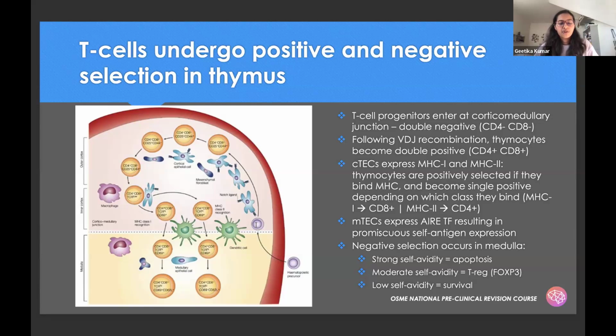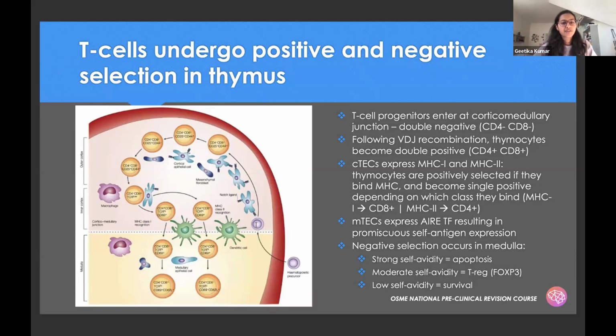And so thymocytes are basically undergoing VDJ recombination in the T cell receptor loci. The T cell receptor has two main parts, the alpha chains and the beta chains. The beta chain locus undergoes recombination first, and then the alpha recombination follows that. Following completion of VDJ recombination, these cells then upregulate both CD4 and CD8, becoming double positive cells.